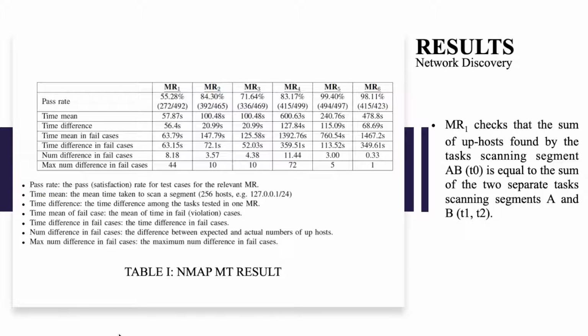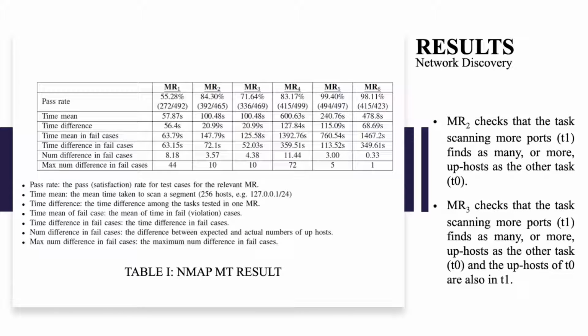Although the time difference ratios of the failure cases in MR2 are much greater than those in MR1, it has a better pass rate, 84.3%. This suggests that Nmap may be least accurate in large scale scanning.